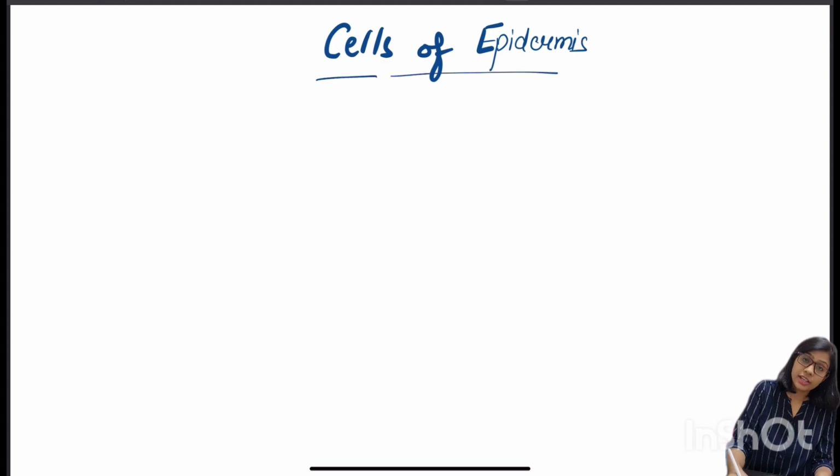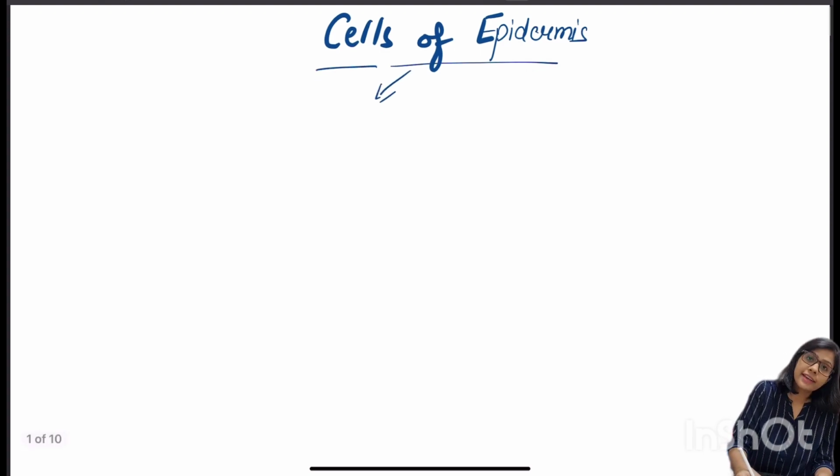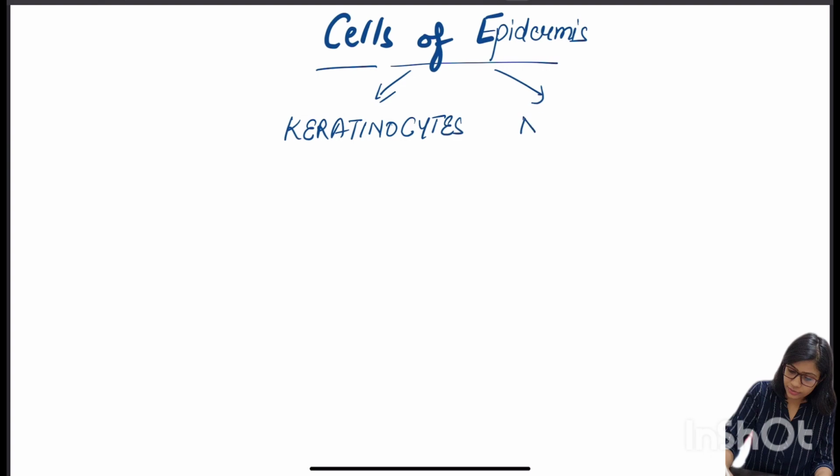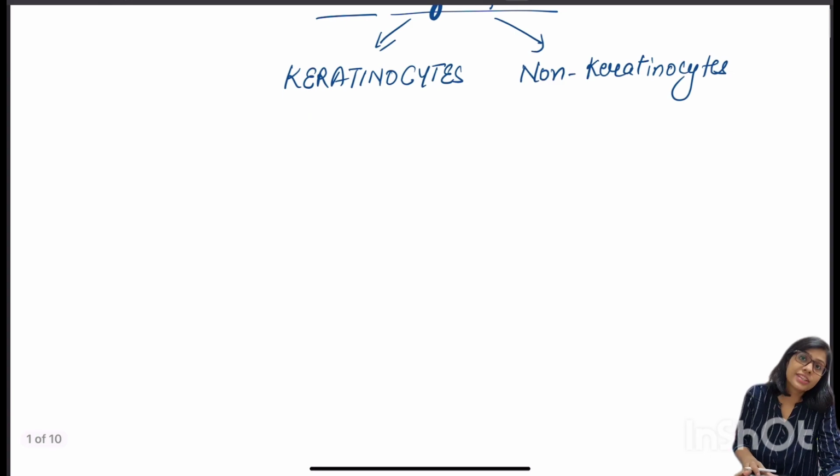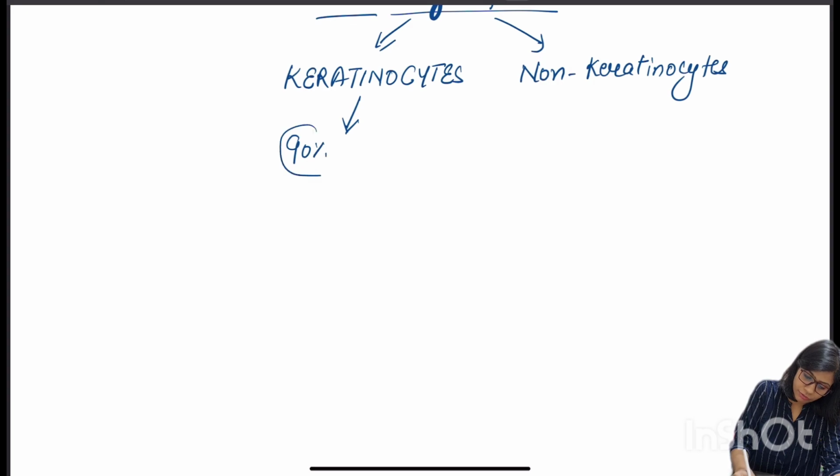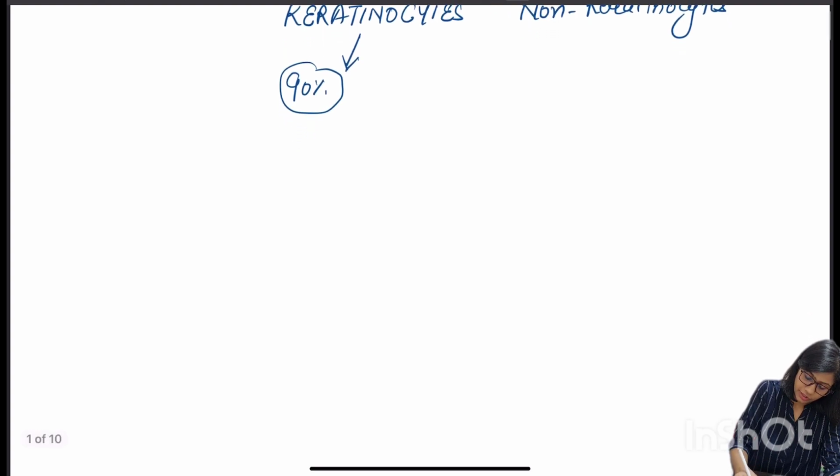Cells of epidermis can be broadly categorized into keratinocytes and non-keratinocytes. Starting with keratinocytes, these cells form 90% of total cells of epidermis. These are derived from ectoderm.